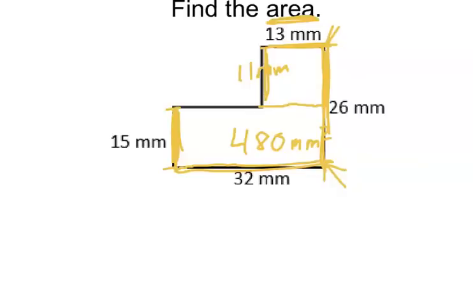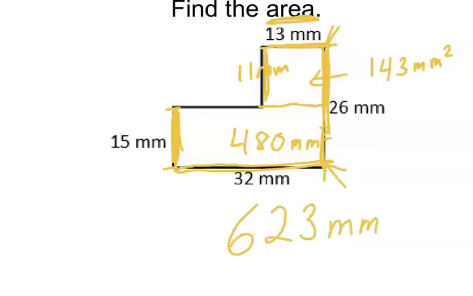All right, so then we just have to find the area of the top, which is 13 times 11, which is 143. So in here is 143 millimeters squared. So to find the area of the whole thing, we're just going to do 480 plus 143, and the total answer is 623 millimeters squared.